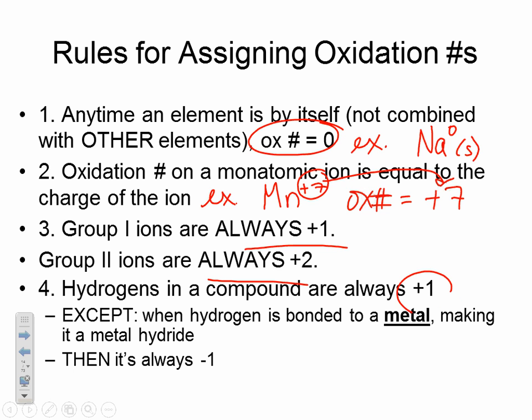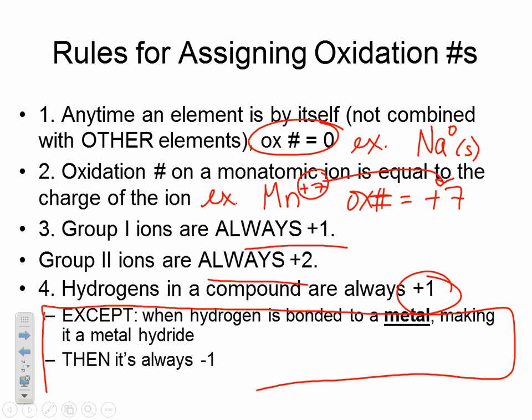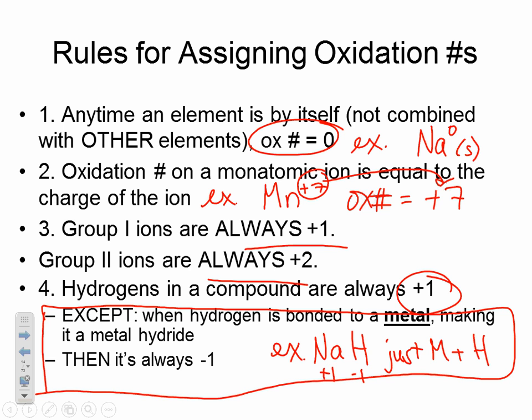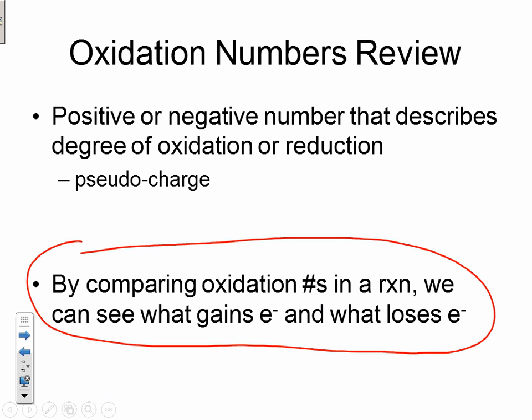Hydrogen is almost always +1 when it's in a compound. When it's by itself, it's going to be 0, but if it's in a compound, it's usually going to be +1. We do have one exception, and that's when the hydrogen is bonded to just a metal, so it would be just a metal plus a hydrogen. For an example here, that would be NaH, sodium hydride. Because the sodium is +1, the hydrogen would have to be -1, because you might also remember we have a rule that says the oxidation numbers have to add to 0. But again, it's just a metal plus hydrogen. That's the only time where hydrogen is going to be -1.